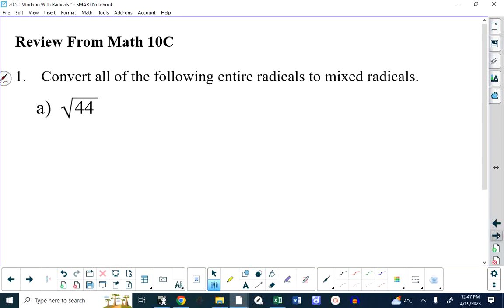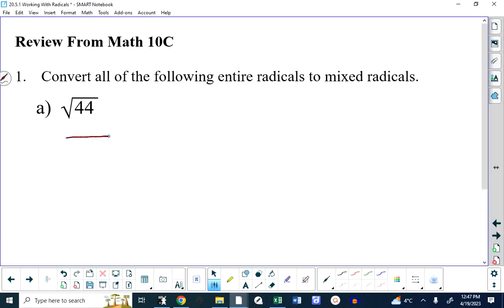So to begin with, and this is a review from grade 10, convert all of the following entire radicals to mixed radicals, and we've actually done a lot of this in the previous unit. When we had the quadratic formula in use, we would have the square root of b squared minus 4ac, and we would very frequently convert it to a simpler form. The idea here, and we're going to talk about a couple of ways to do this, okay? And you're coming from a whole bunch of different Math 10C teachers, so you have different ways to do this, but we're going to focus on a couple.